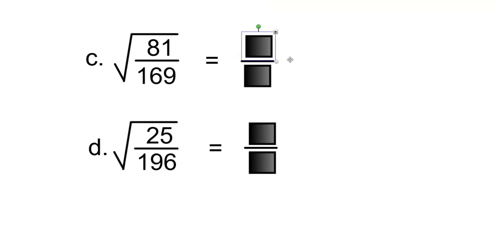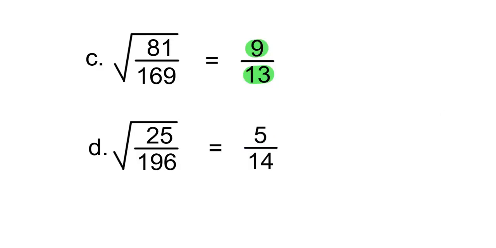The square root of 81 is 9, and the square root of 169 is 13. So the answer is 9 over 13. The square root of 25 is 5, and the square root of 196 is 14. So the answer is 5 over 14.